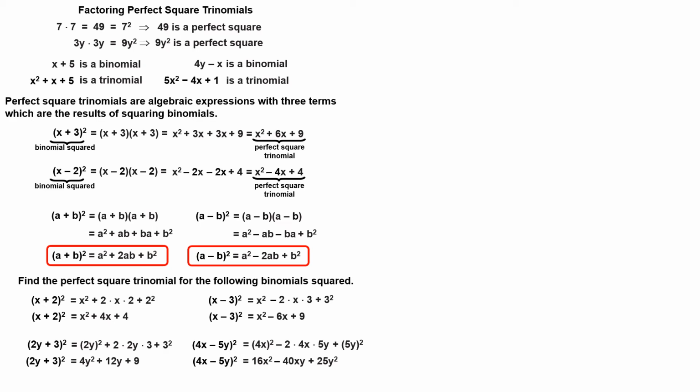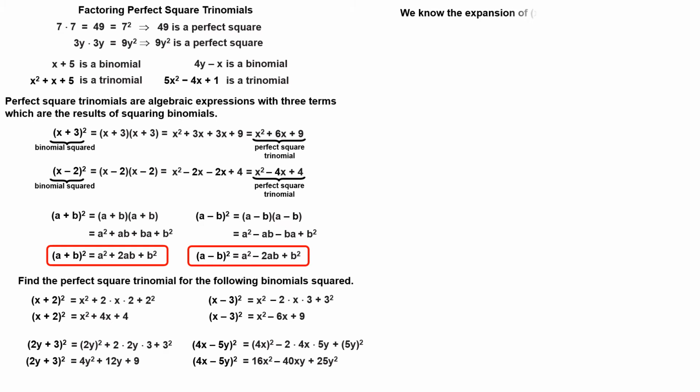With perfect square trinomials, you will need to be able to move forwards and backwards. You should be able to take the binomials and find the perfect square trinomial, as we just did. And you should be able to take the perfect square trinomials and create the binomials from which it came. Pay attention.